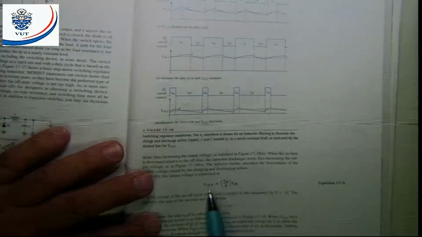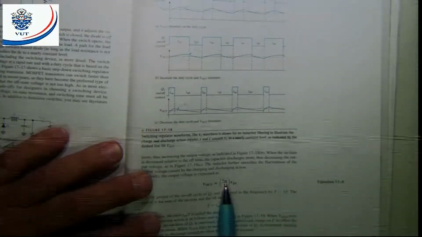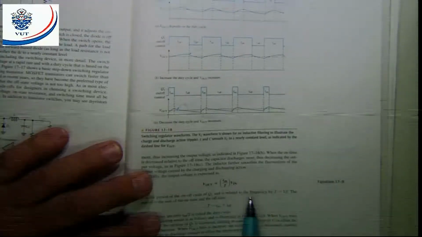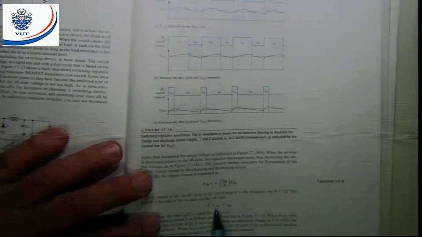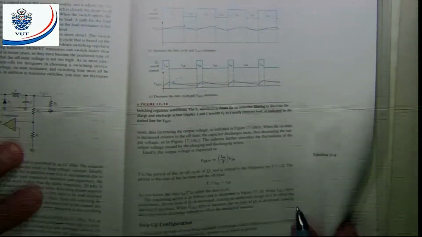A few formulas that are important here. V out is equal to T on divided by T, where T is my period and T on is my on time, times my input voltage. The period is equal to 1 over F, and my period is also equal to my on time plus my off time. That is for the step down switching regulator. The next one we're going to talk about is my step up configuration.